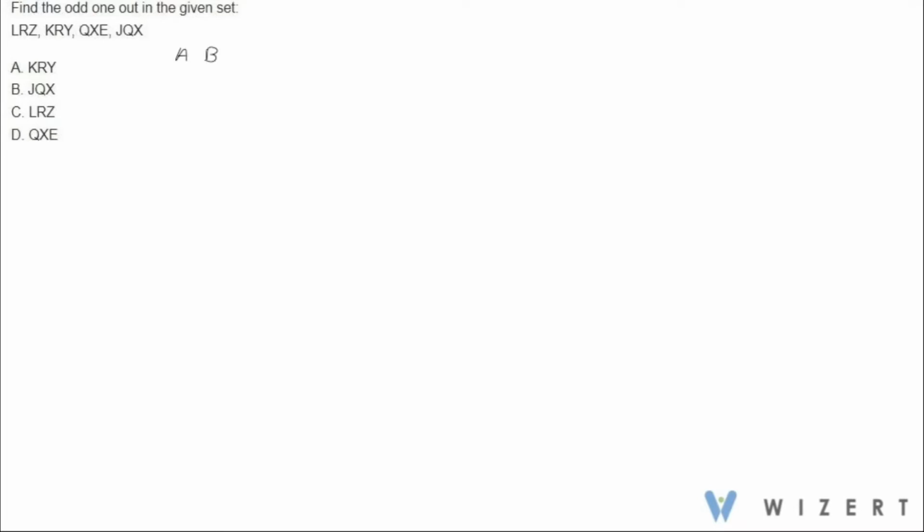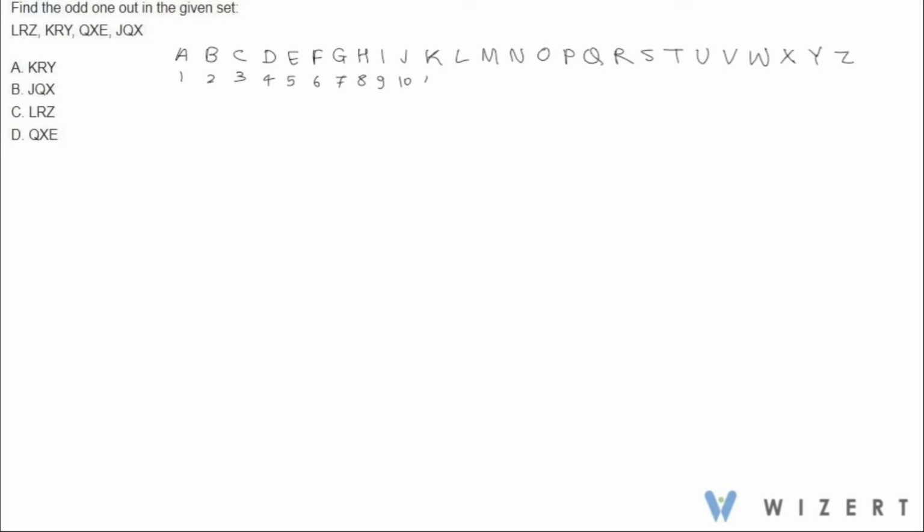So A, B, C, D, E, F, G, H, I, J, K, L, M, N, O, P, Q, R, S, T, U, V, W, X, Y, Z. So let's number them 1, 2, 3, 4, 5, 6, 7, 8, 9, 10, 11, 12, 13, 14, 15, 16, 17, 18, 19, 20, 21, 22, 23, 24, 25, 26.